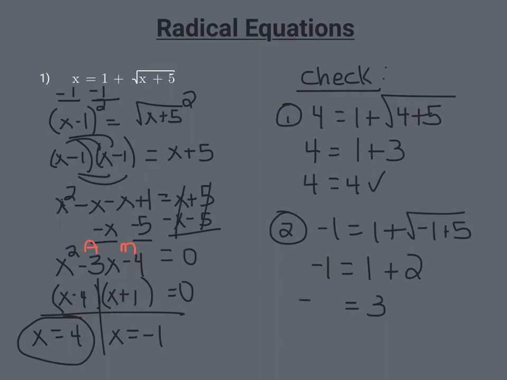It does not give me negative 1. So this check doesn't work. So I'm going to go back to my x equals negative 1 and cross that off. And what we call that is an extraneous root. It's an extra root that just does not check in our equation. So that's an extraneous, that's an S at the end, extraneous root.